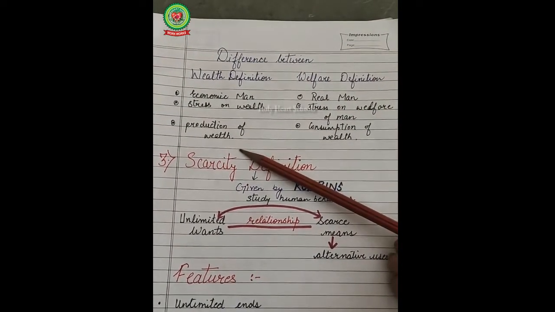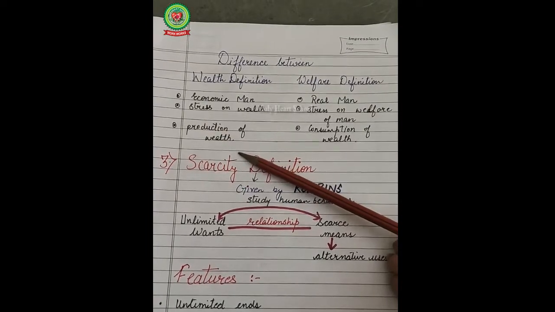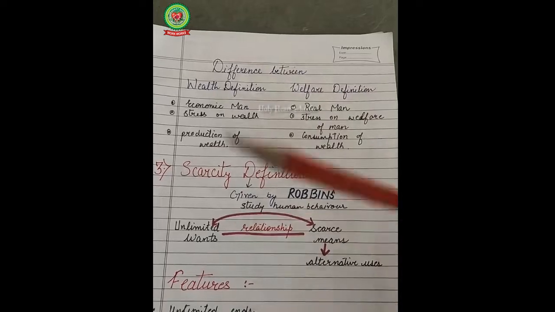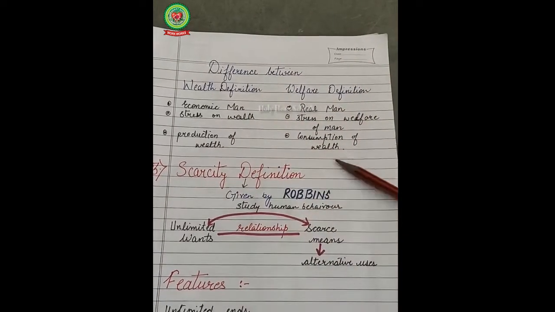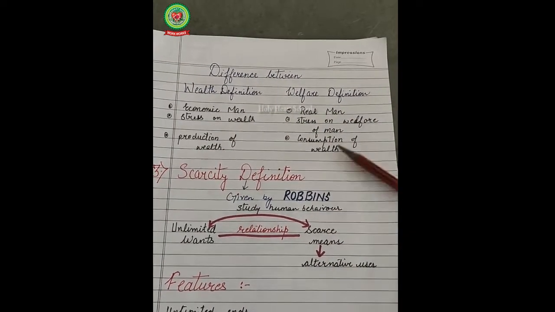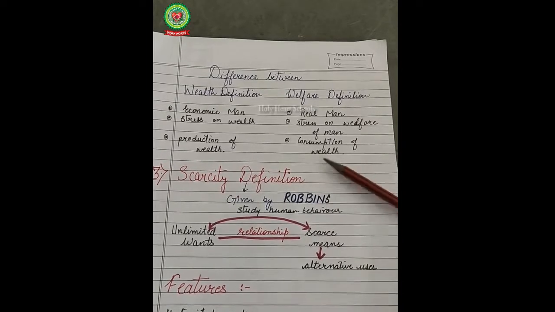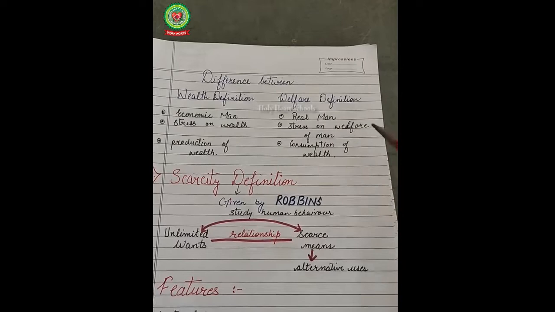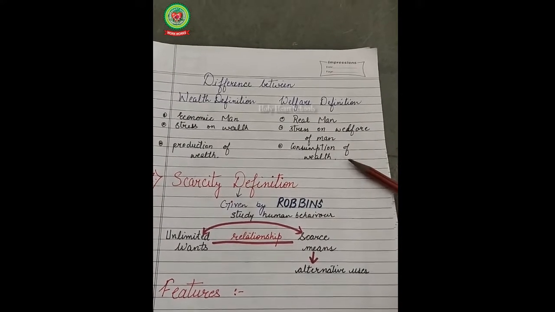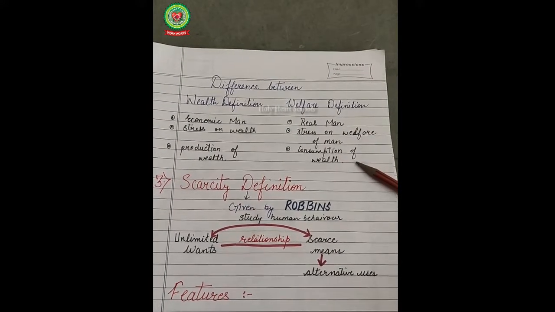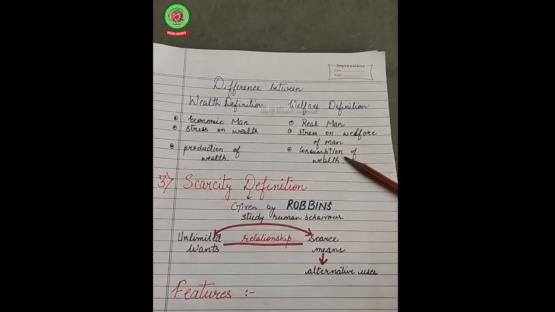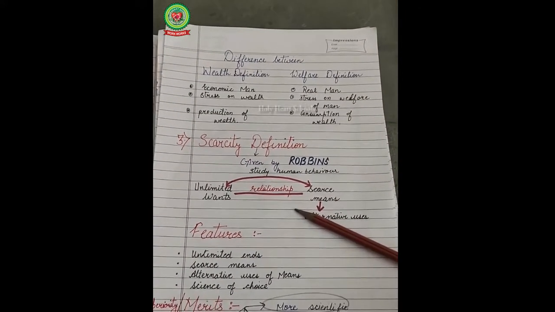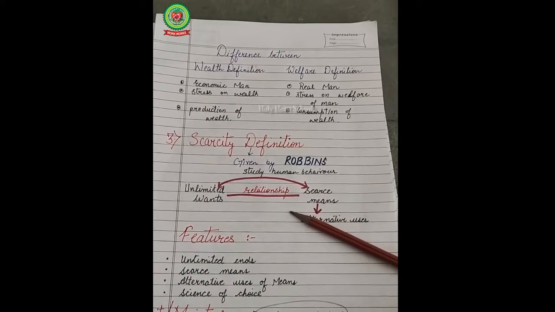Next one is the production of wealth. In this, we will produce wealth, like to earn more and more and more. But the welfare definition tells us about the consumption of wealth. Means in this, we will produce money, but after that, we will consume it so that we will satisfy our wants. Clear?